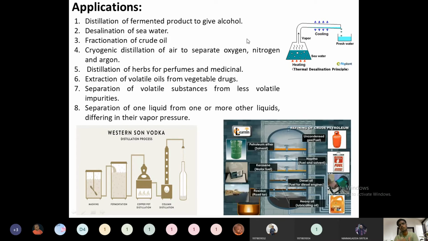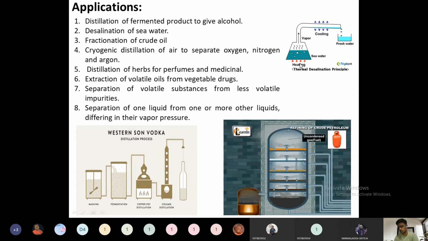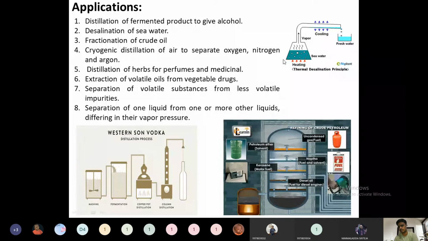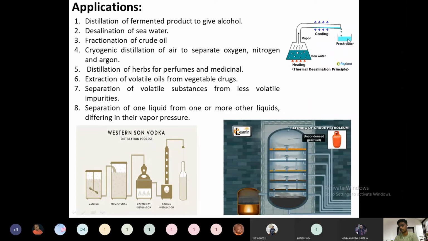Desalination is nothing but removal of salts from the water. Here also, we are just supplying heat to the salinated water, the sea water. Then the pure water will be vaporized, leaving behind the salts in the still. This vapor will be condensed in the condenser by supplying the cooling water. Then the fresh water we can obtain. So distillation has an application in seawater desalination also.